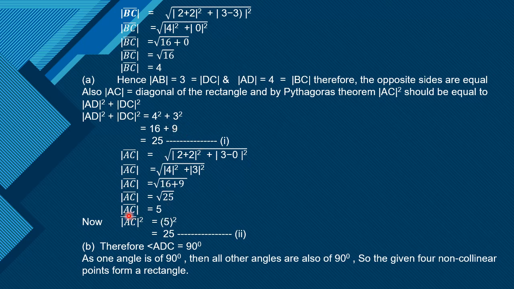That is, the hypotenuse square in a right angle triangle is equals to the base square plus perpendicular square. Therefore, we can say angle ADC is 90 degree. As one angle is of 90 degree, then all angles are also of 90 degree. So the given 4 non-collinear points form a rectangle. That is, they are vertices of a rectangle.